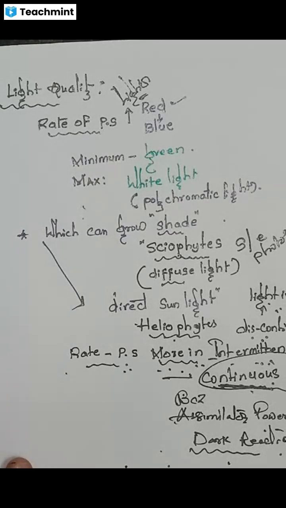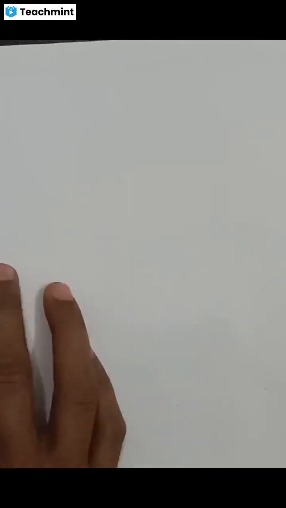The rate of photosynthesis is more in intermittent light, or light of flashes, than in continuous light because assimilatory power is accumulated. It is not used in the dark reaction. So clear. Our next factor of photosynthesis.